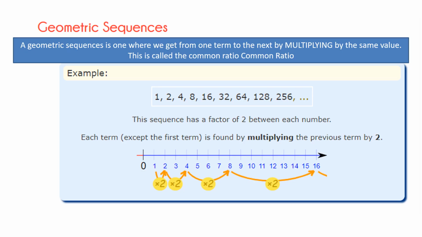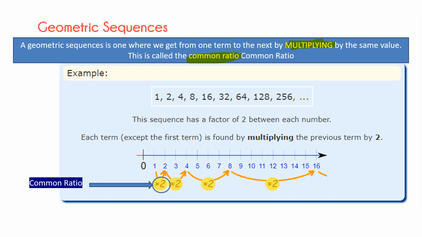So a geometric sequence is one where we get from one term to the next by multiplying by the same value. This is called a common ratio. So I would like you to be able to write this into your book. So important, we are multiplying this time, and it's called a common ratio.